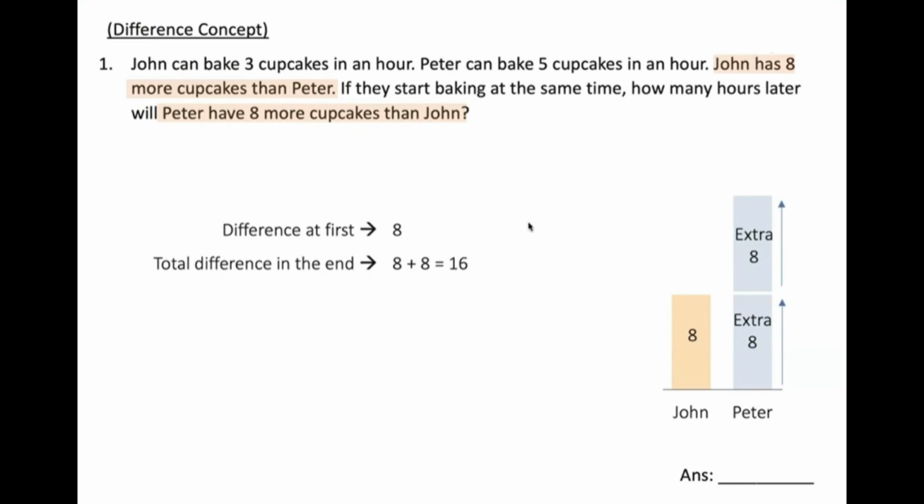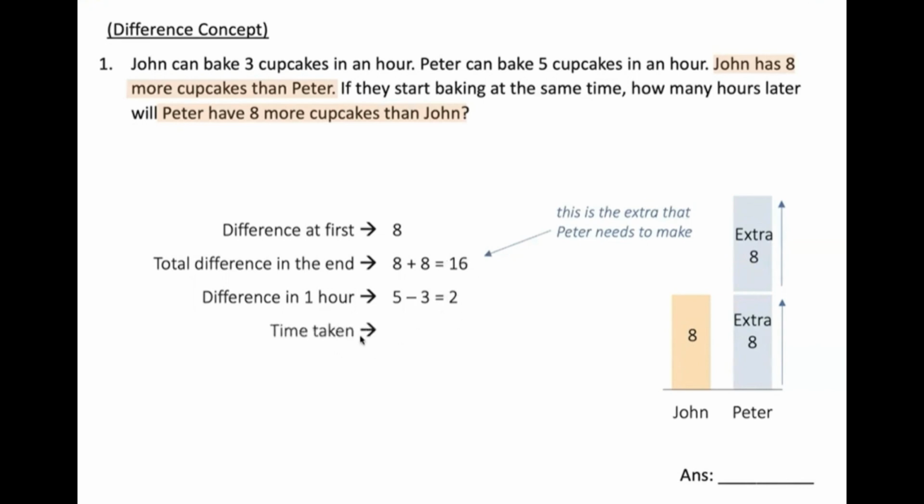Okay. So in order for Peter to have 8 more cupcakes than John, it means that Peter, over a period of time, must bake 16 more cupcakes than John. Okay, 8 more to catch up, 8 more to be 8 extra. So every hour, Peter can only bake 2 more than John because Peter baked 5, John baked 3. So in order to bake 16 more than John, he needs 16 divided by 2, 8 hours. And that's the answer.